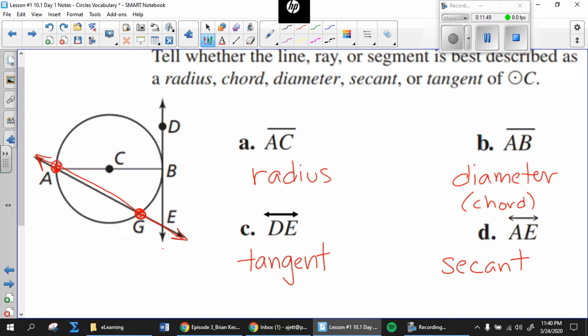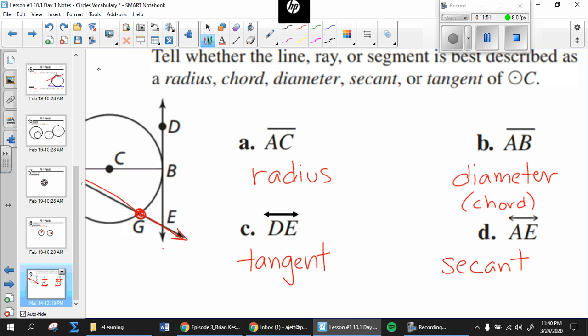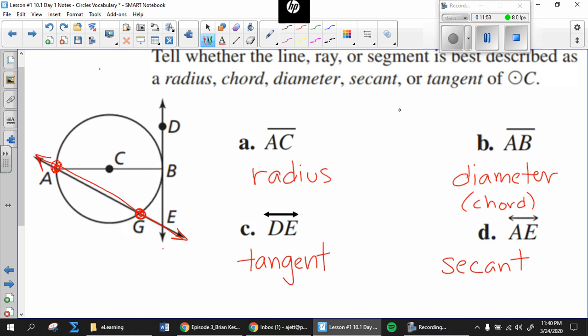All right, guys, I want you to now go and do the short practice assignment to work on these vocabulary terms, just to make sure you know what they mean and you can identify them by looking at them in a picture.